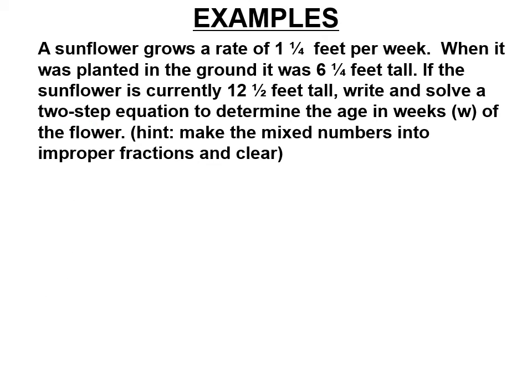So a sunflower grows at a rate of 1 1/4 feet per week. When it was planted in the ground, it was 6 1/4 feet tall. If the sunflower is currently 12.5 feet tall, write and solve a two-step equation.